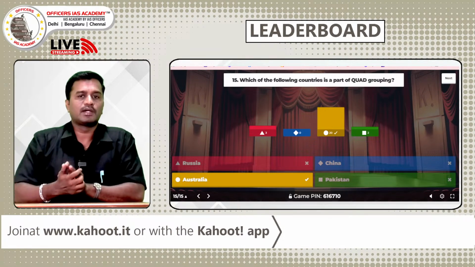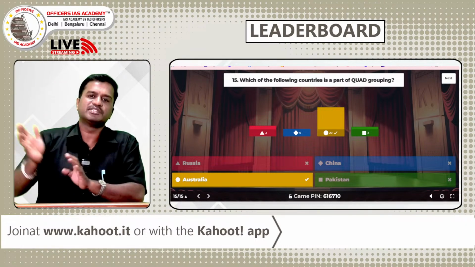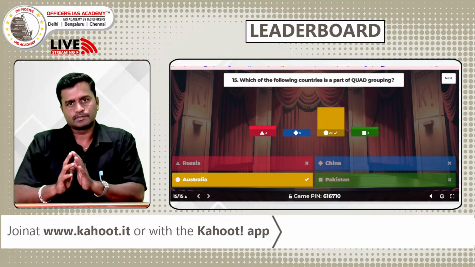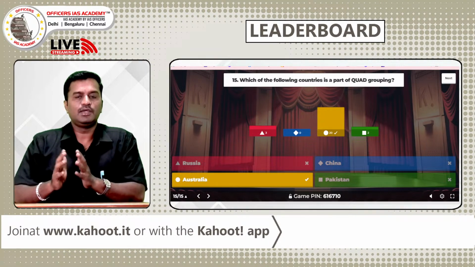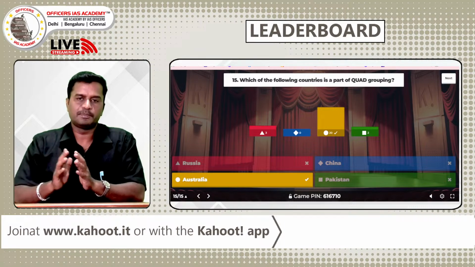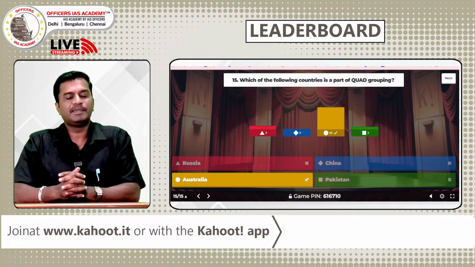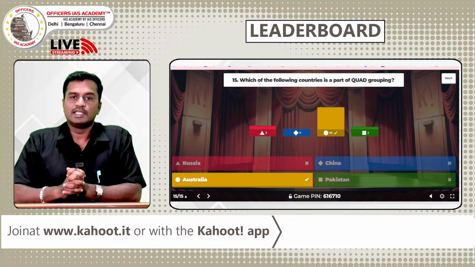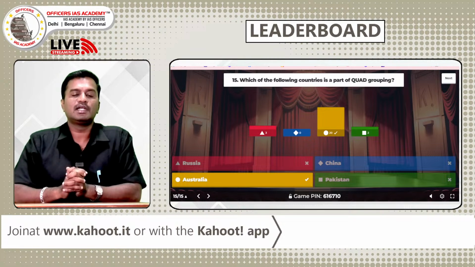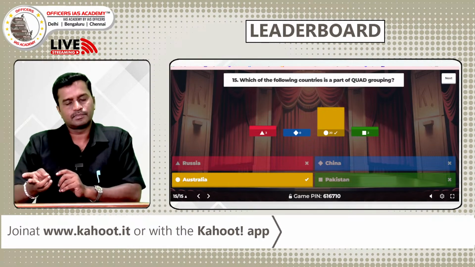Now coming back to Quad. Quad is an alliance for cooperation in the larger Indo-Pacific region, which I explained so far. So Quad is for ensuring a free, open, and prosperous Indo-Pacific region. Remember, free, open, prosperous. Free and open means the large Indo-Pacific region and its waters are open for all countries. No single country can try to usurp the rights in the Indo-Pacific. This is what is meant by free and open.